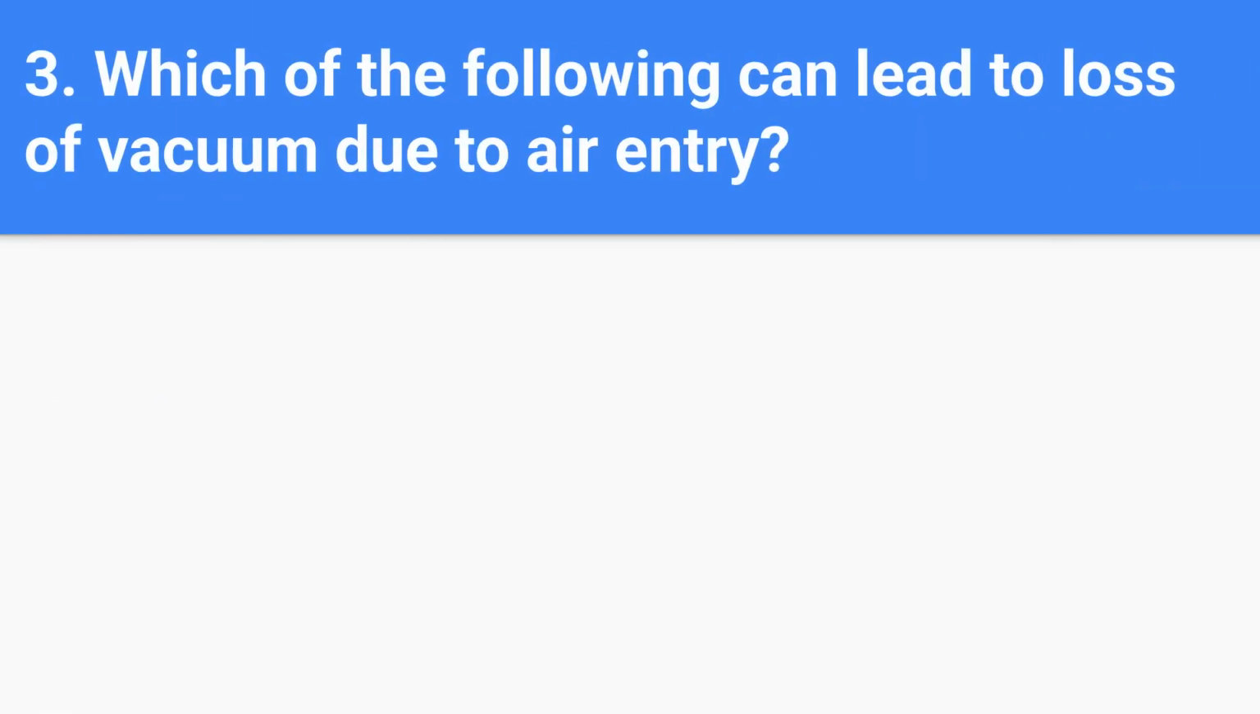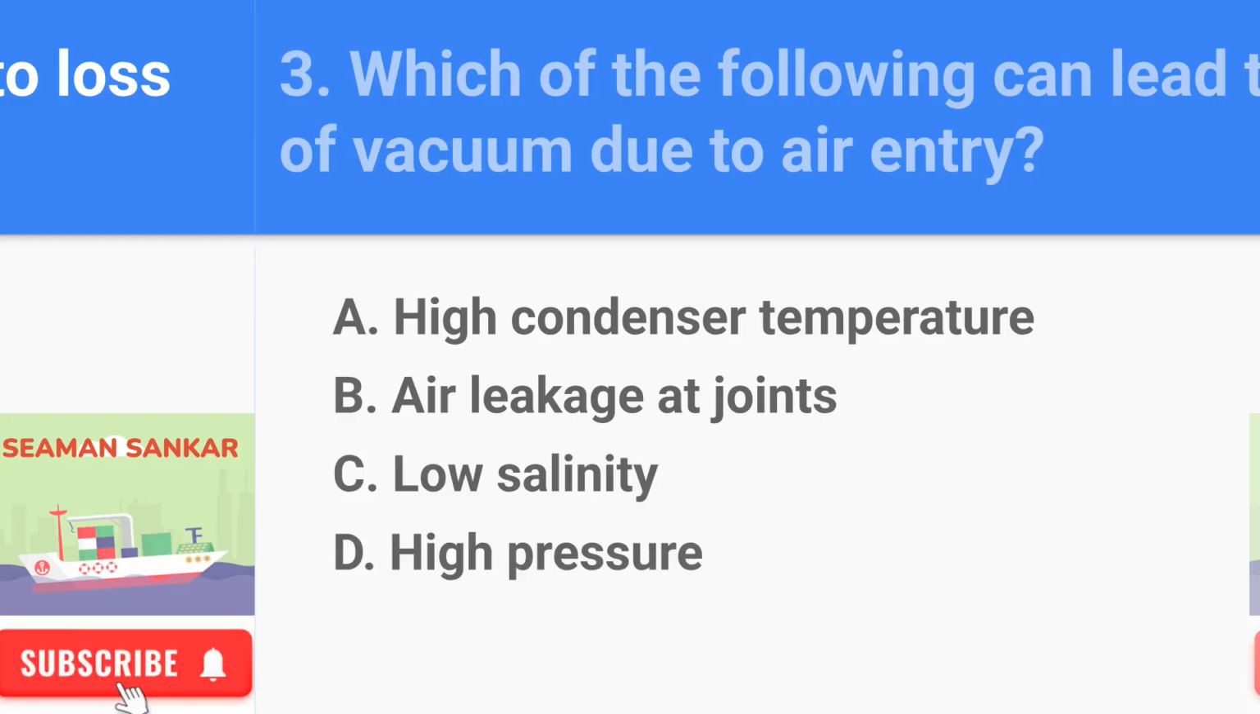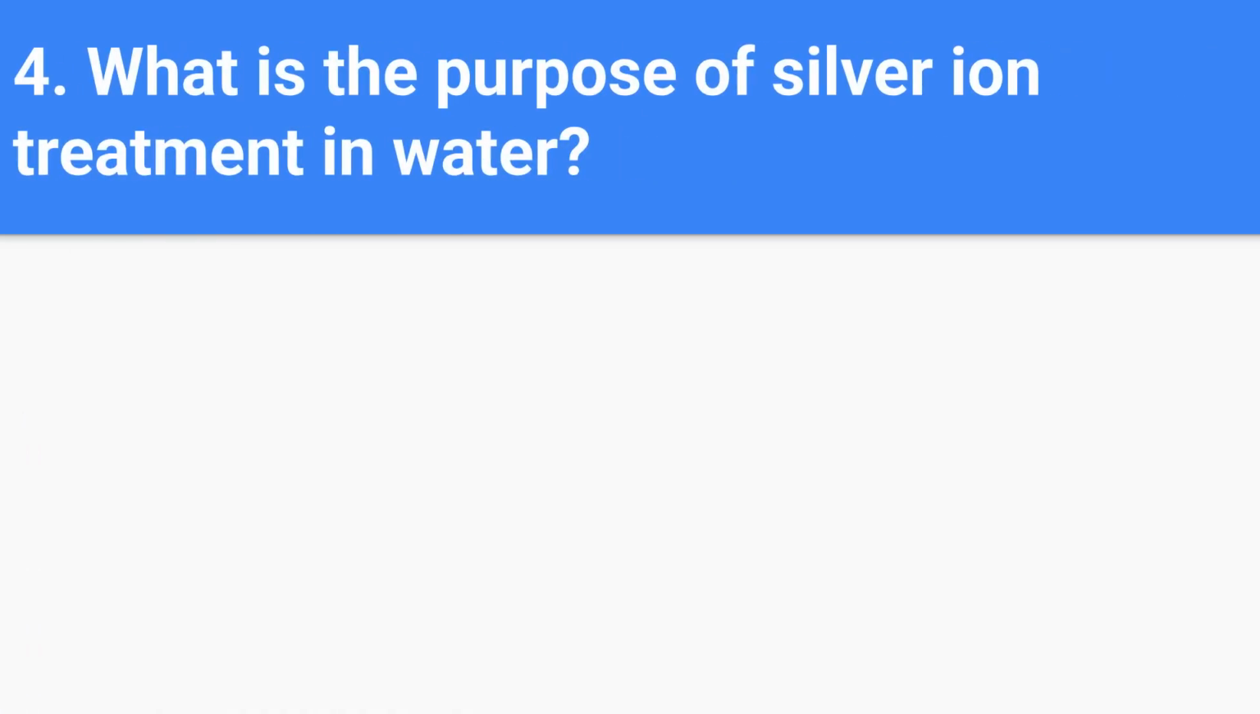Question 3. Which of the following can lead to loss of vacuum due to air entry? A. High condenser temperature. B. Air leakage at joints. C. Low salinity. D. High pressure. The correct answer is B. Air leakage at joints. Leaks in the system allow external air to enter, compromising the vacuum necessary for low temperature evaporation.